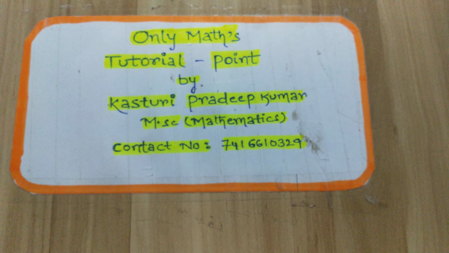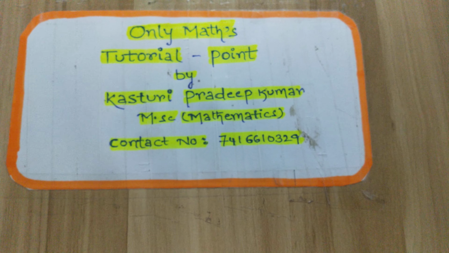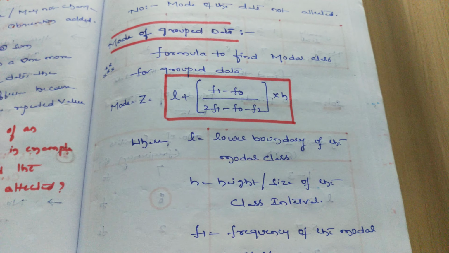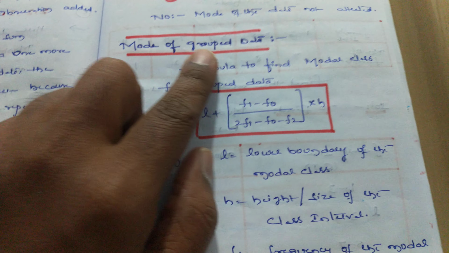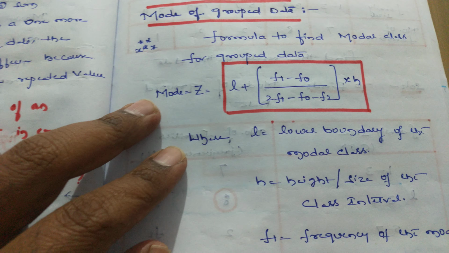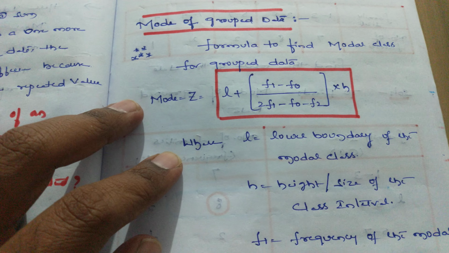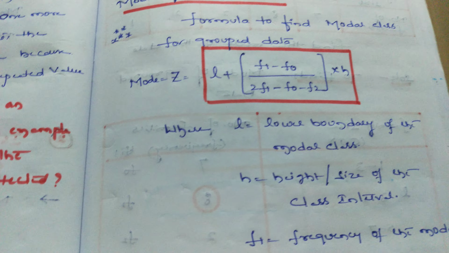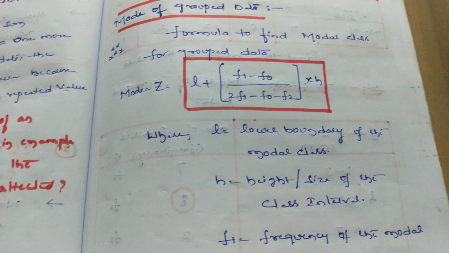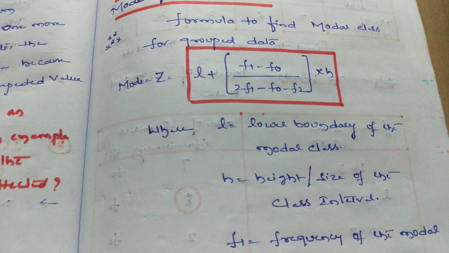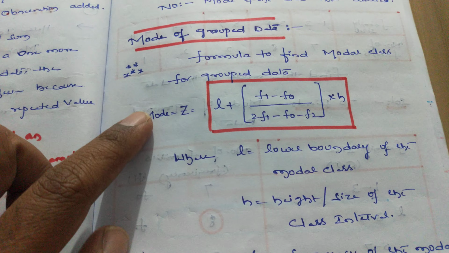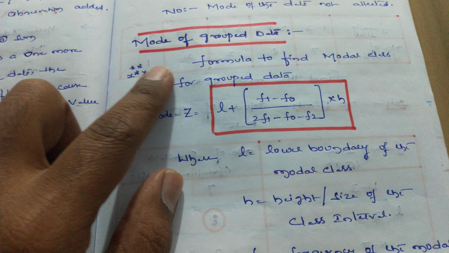Today I am going to discuss the mode of grouped data with an example. In the previous video I explained the mode of ungrouped data, where we took certain observations and the observation with the highest frequency becomes the mode. But now in this video I'm going to explain the mode of grouped data.